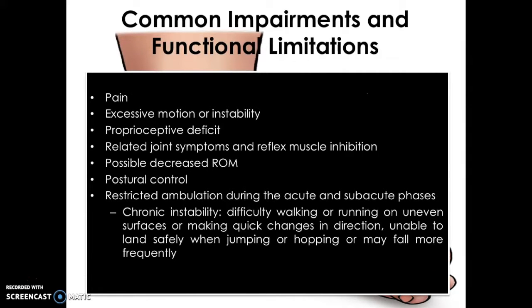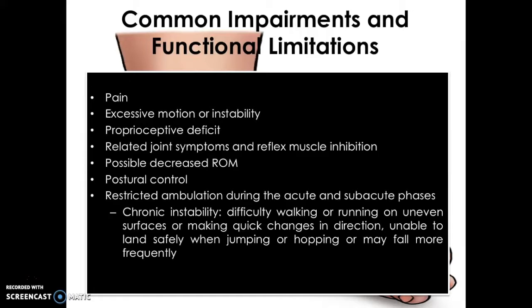According to Kisner, common impairments and functional limitations include pain when the injured tissue is stressed in mild to moderate injuries, excessive motion or instability of the related joint in the case of complete tears, proprioceptive deficit manifested as decreased ability to perceive passive motion and development of balance impairments, related joint symptoms and reflex muscle inhibition, possible decreased ROM of the talocrural joint in recurrent lateral ankle sprains due to anterior subluxation and impaired tracking of the talus in the mortise, and postural control deficits following an acute lateral ankle sprain in both the injured and uninjured limb.